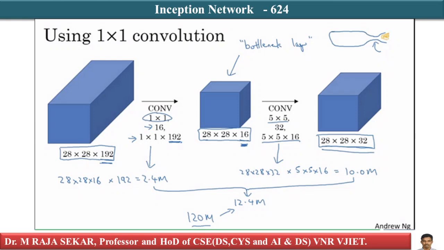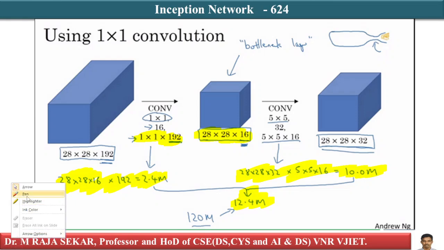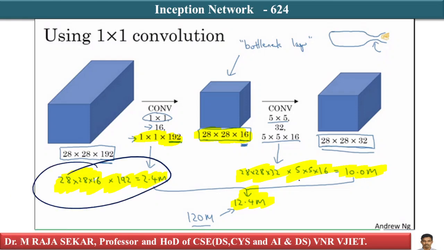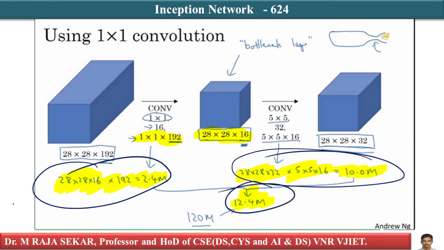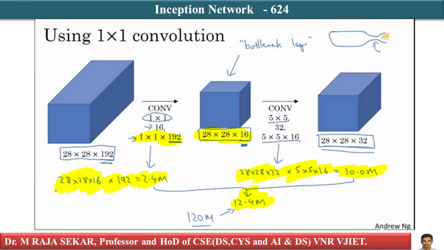Even if you want, you can see this in layer 1. In layer 1, how many computations am I getting here? This is about 28 into, that is, this is about layer 1. How many? 2.4 million. How many in layer 2? 10.10 million. In total, how many are you getting? You are getting 12.4 million, isn't it? That's important.